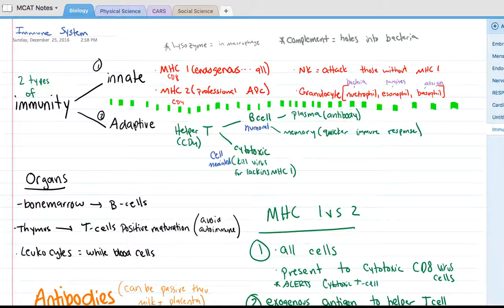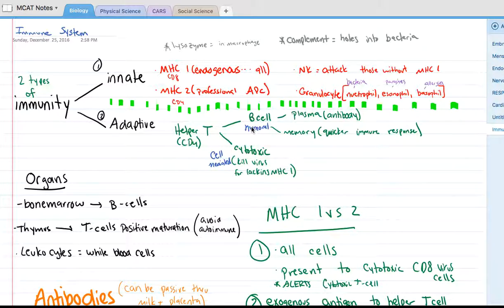The adaptive immune system is more specific. So it's triggered by the helper T cell, which will activate cytotoxic T cells, which will kill viruses that have infected cells, and the cells lack the MHC1 complex. This is a cell-mediated response.